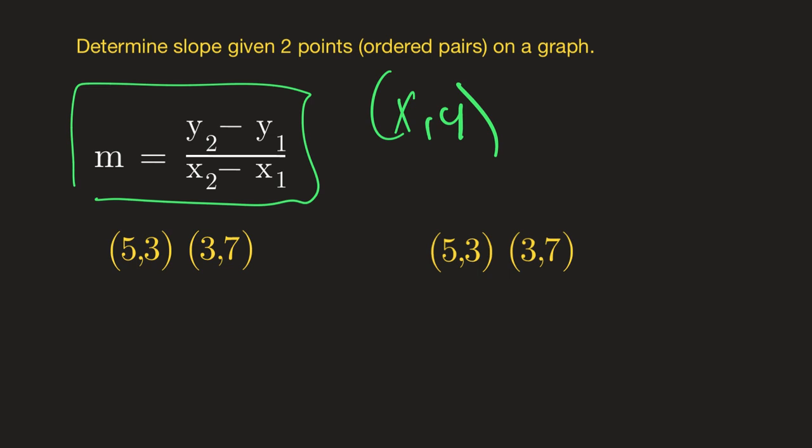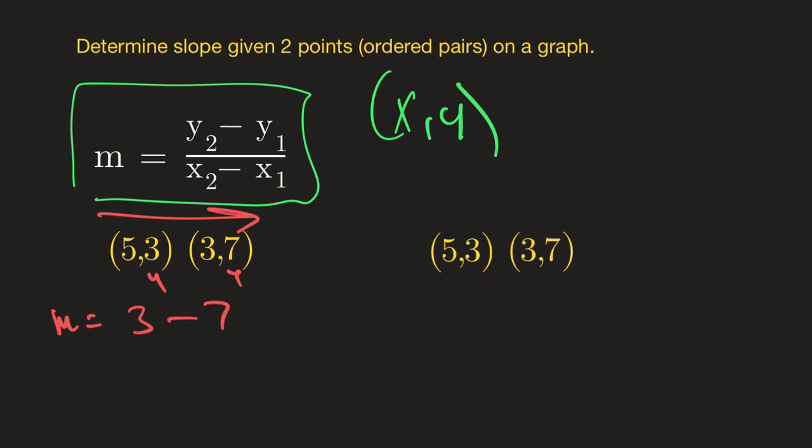I'm going to illustrate that with this example right here. I've got the same 2 ordered pairs, the same 2 points on a line here, the points (5, 3) and (3, 7). This first time, I'm going to subtract from left to right. Plugging into this formula, there's my y values. I'm going to go 3 minus 7.